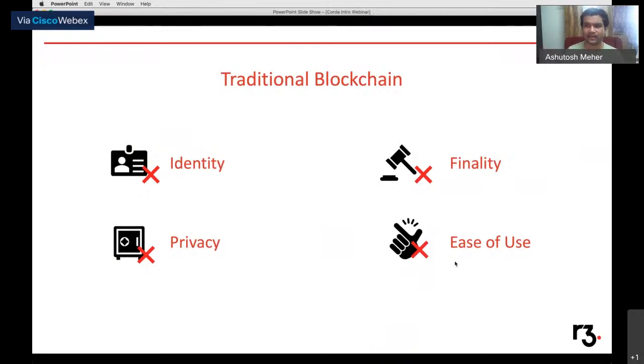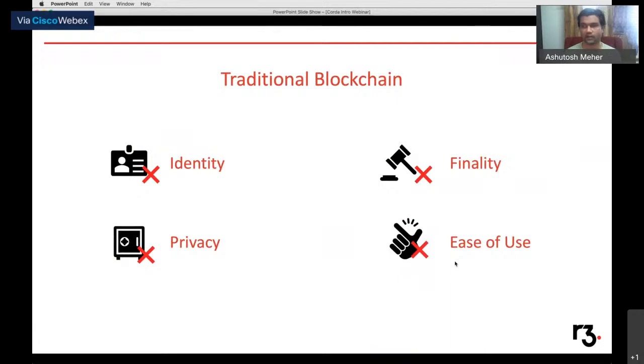And the problem with that is not only about learning, but also about the amount of resources available. A lot of people don't know about these new protocols and languages which have come up. There is not much manpower. There are not many engineers who know about them. So there's a lack of talent as well with these traditional blockchains.